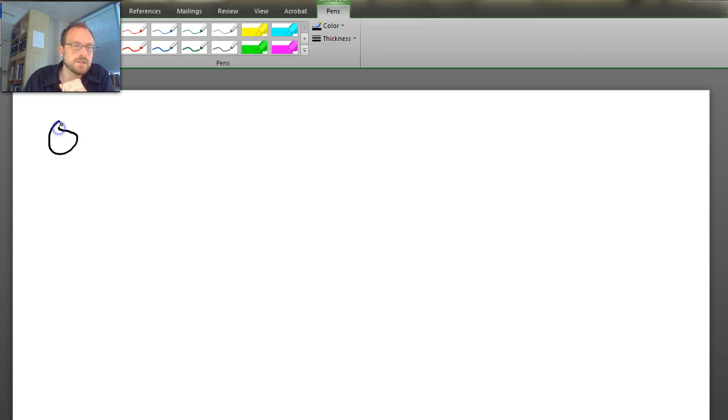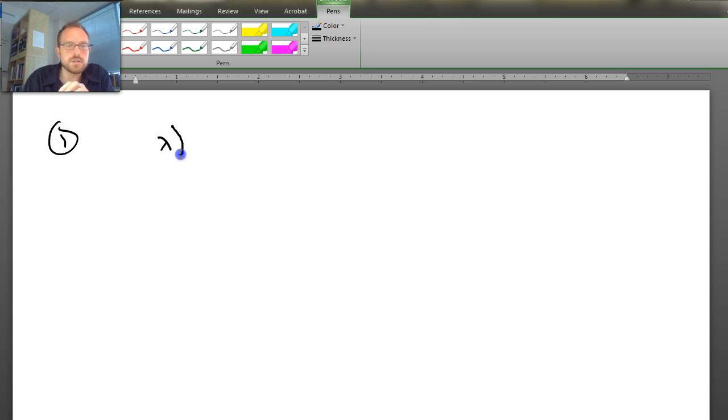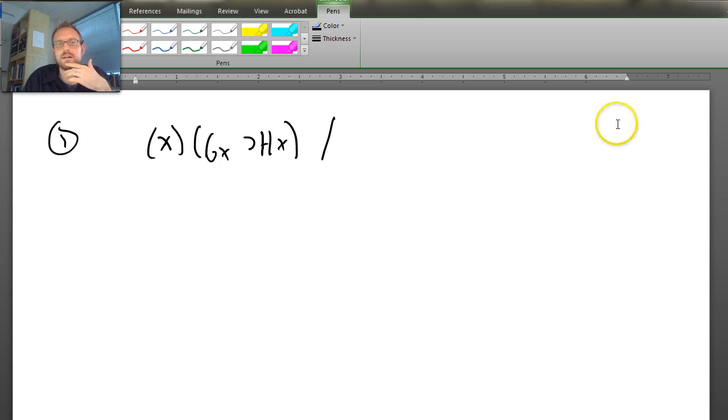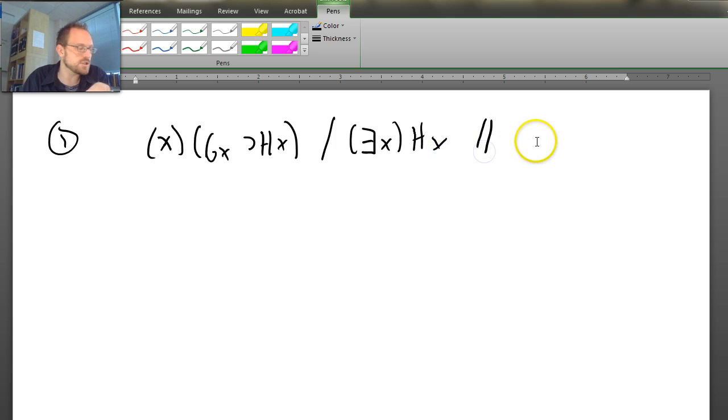So let's start with this problem here. First, it's going to look like this. I'm going to write the premises horizontally instead of vertically in this case. And again, each premise is separated with a single slash, and then a double slash separates the conclusion. So let's imagine I have this problem. This says that all G are H, and this statement says that some H exists, and this says therefore there's some G that exists, right?